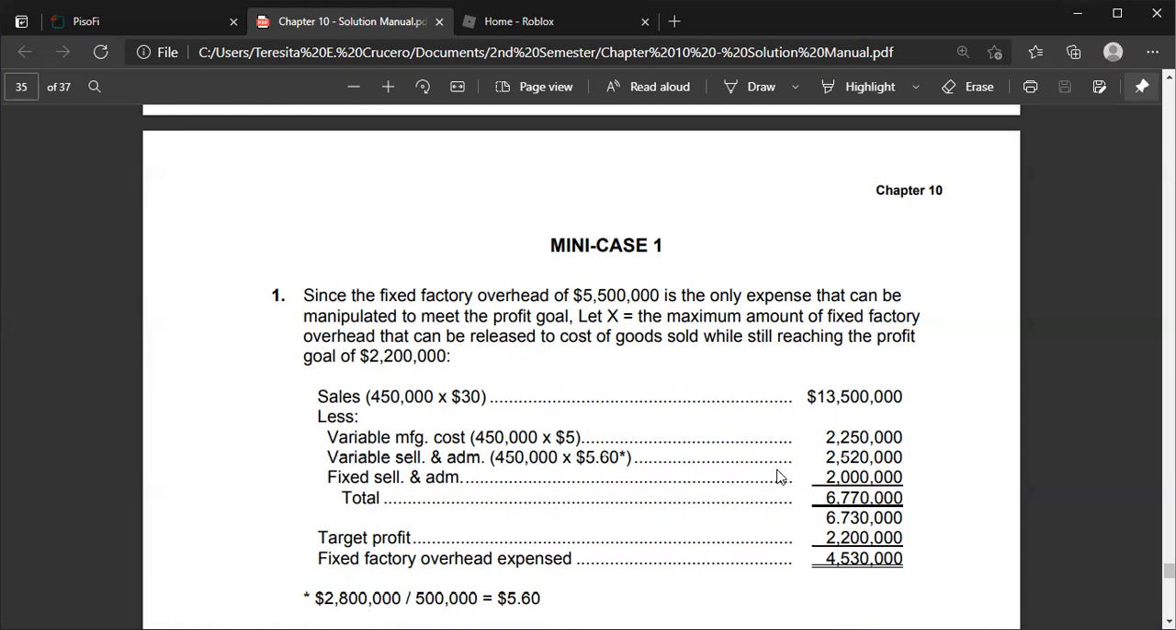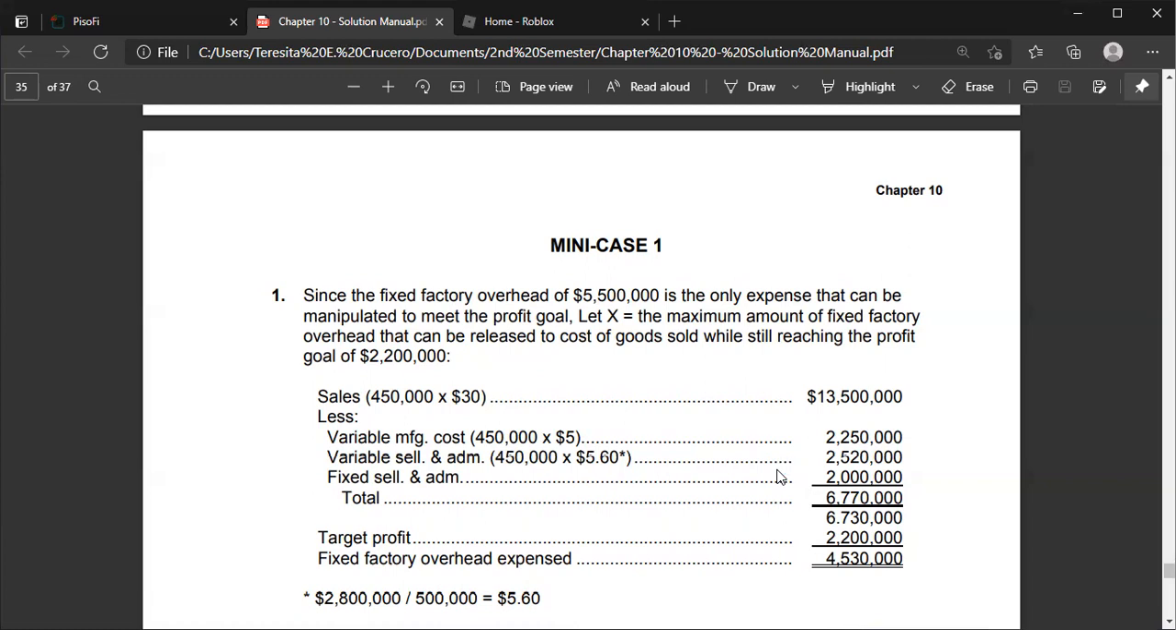So we now begin with requirement number 1, and it is the cost to meet the budgeted profit. How many additional units would have to be produced? Since the fixed factory overhead of 5.5 million, that's the fixed factory overhead, we now look at 5.5 million. Since this amount of 5.5 million here is the only expense that can be manipulated to meet the profit goal, let X equal the maximum amount of fixed factory overhead that can be released to cost of goods sold while reaching the profit goal of 2.2 million.